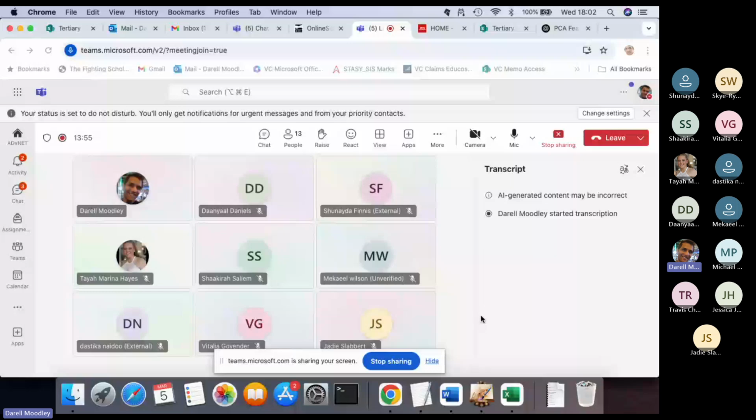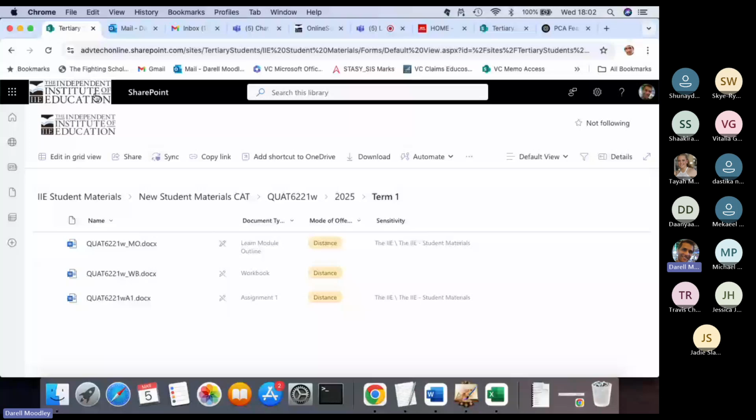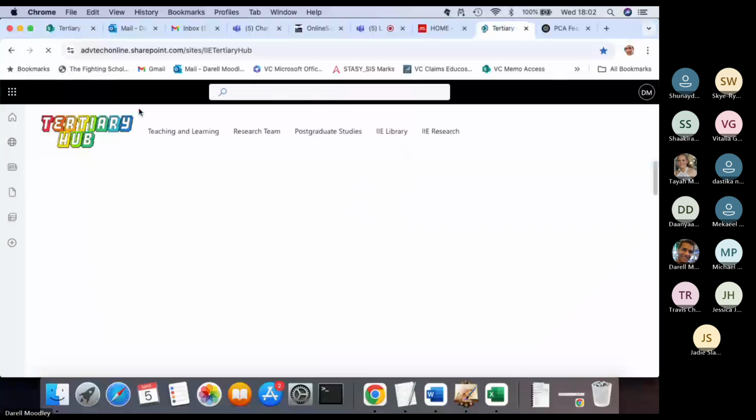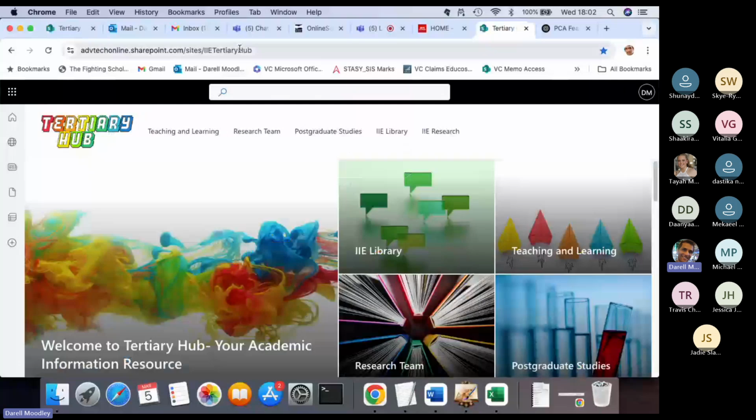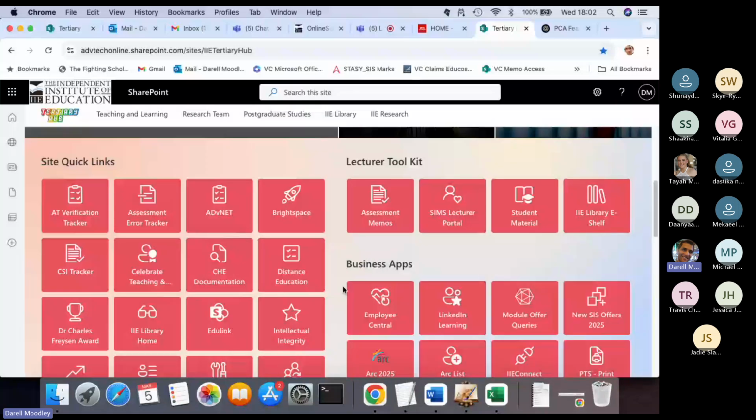All right, so to get your assignment, what you first need to do is go to the tertiary hub here. Let me just start from the beginning. Let's say you're in the tertiary hub. When you go to that site, this is what you would see. Now, if you scroll down, you'll see, somewhere down on the right, there we go, student material. You won't see it under lecture toolkit, but you will see student material.